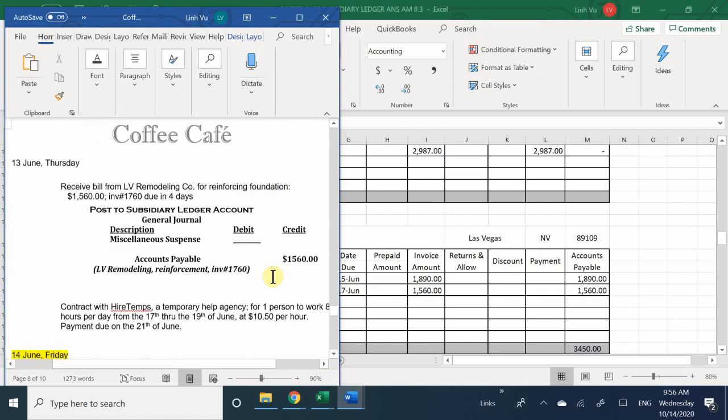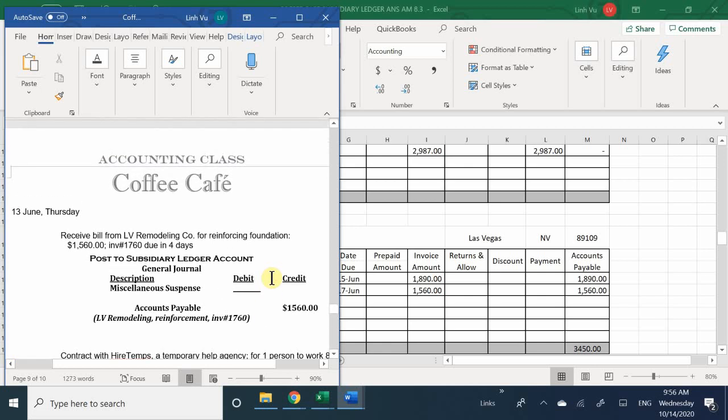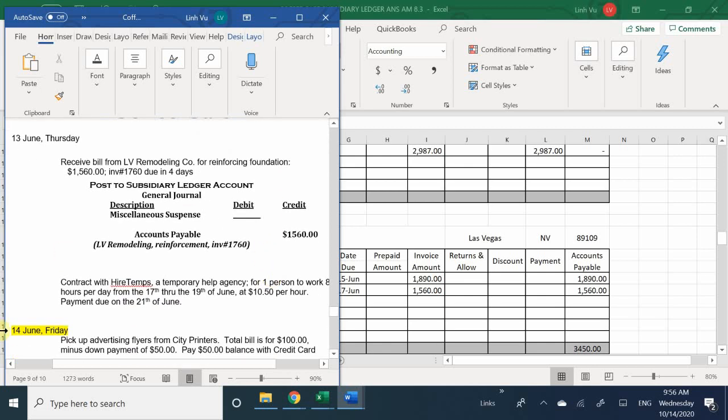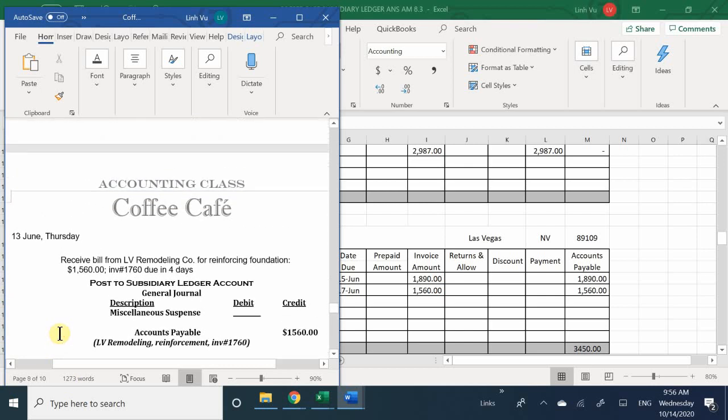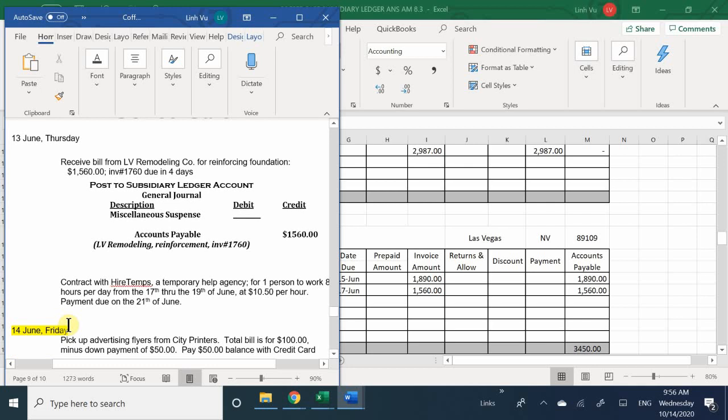Let me go ahead and see what's next. Okay, so let's do the next one and then we'll pause here and come back to the 14th of June. All right, so what was the last transaction that happened on the 13th of June?